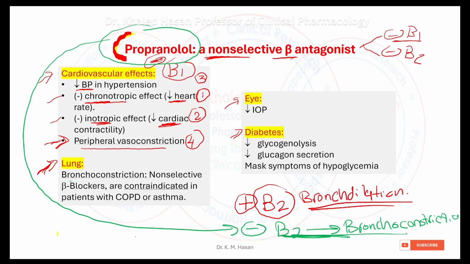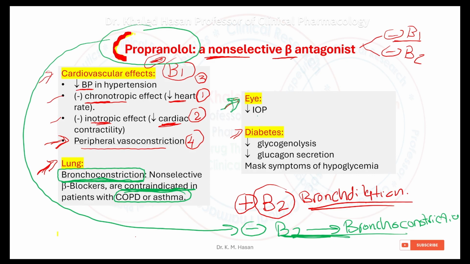The answer is no, absolutely not, contraindicated. We don't recommend prescribing propranolol for patients with asthma or COPD. Okay, it's contraindicated to prescribe this medication to patients with asthma or COPD. They also found a propranolol effect in general, when you give propranolol.